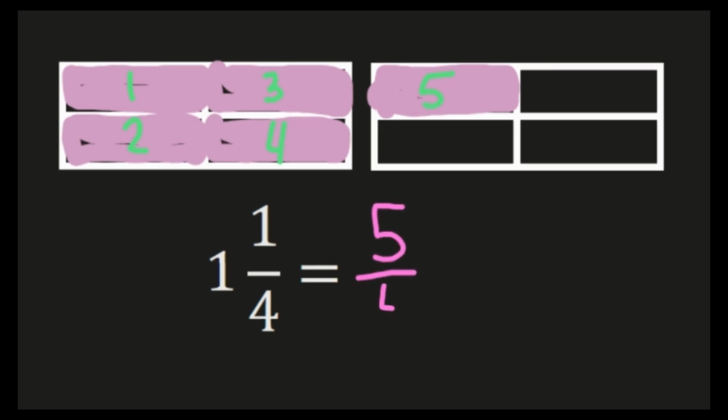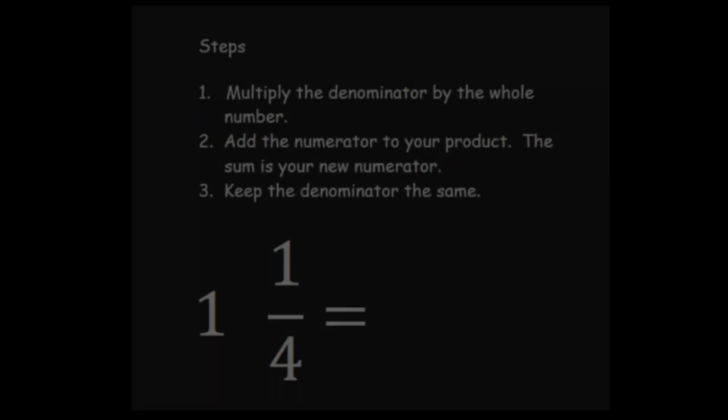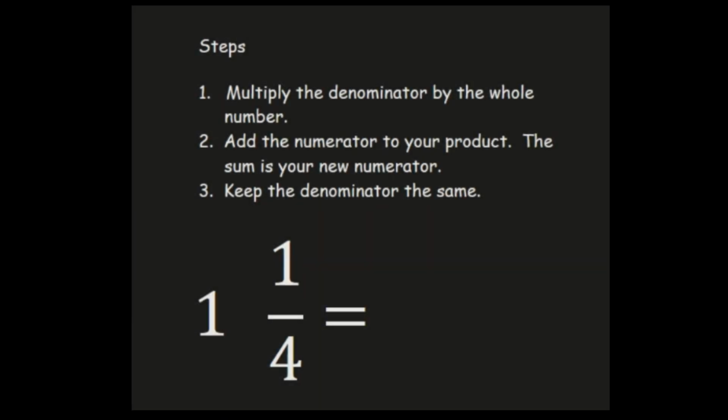And now let's look at some examples using our steps. So let's look at this example using our steps. Step number 1 is to multiply our denominator by the whole number. So my denominator is 4. I'm going to multiply the 4 in my denominator times the whole number 1. So 4 times 1 is 4. My next step is to take that product and add it to my numerator. So 4 plus the 1 that is my numerator. 4 plus 1 is 5. And that 5, that sum, is my new numerator. And then I keep the denominator the same. So 4 stays my denominator. So 1 1/4 equals 5/4.